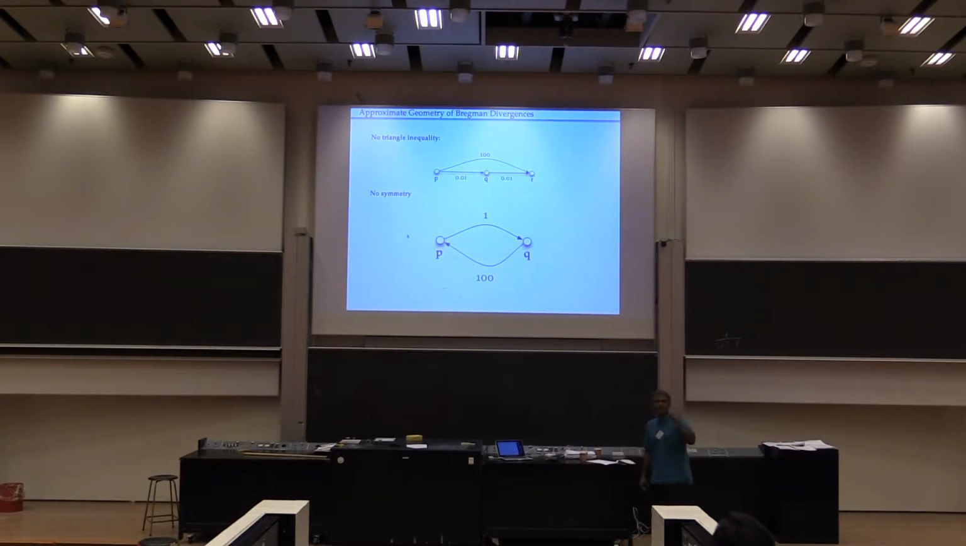You can have a distance from P to Q that's 0.01. Distance from Q to R, that's 0.01. But the distance from P to R is 100. And these numbers are artificial. I can make them as big as I want. They're just very, very bad.